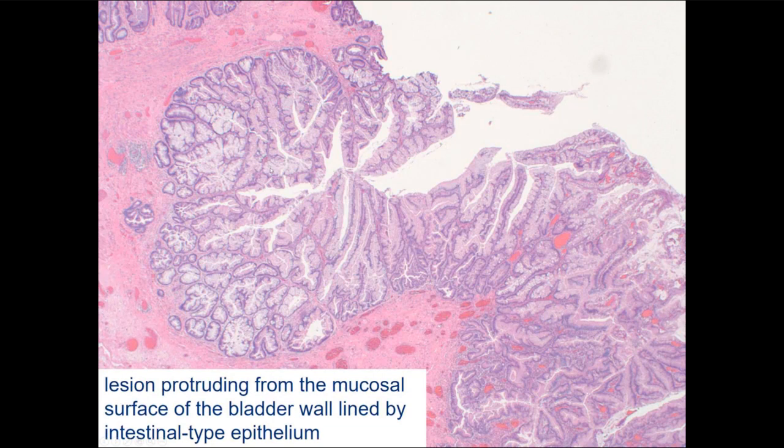If you look at the H&E slide from this lesion, this was protruding from the mucosal surface of the bladder wall, and it had intestinal type epithelium. So if I showed this to you in the GI service, this looks like an intestinal type epithelium, right? So this could be a villous adenoma, this could be metaplasia.